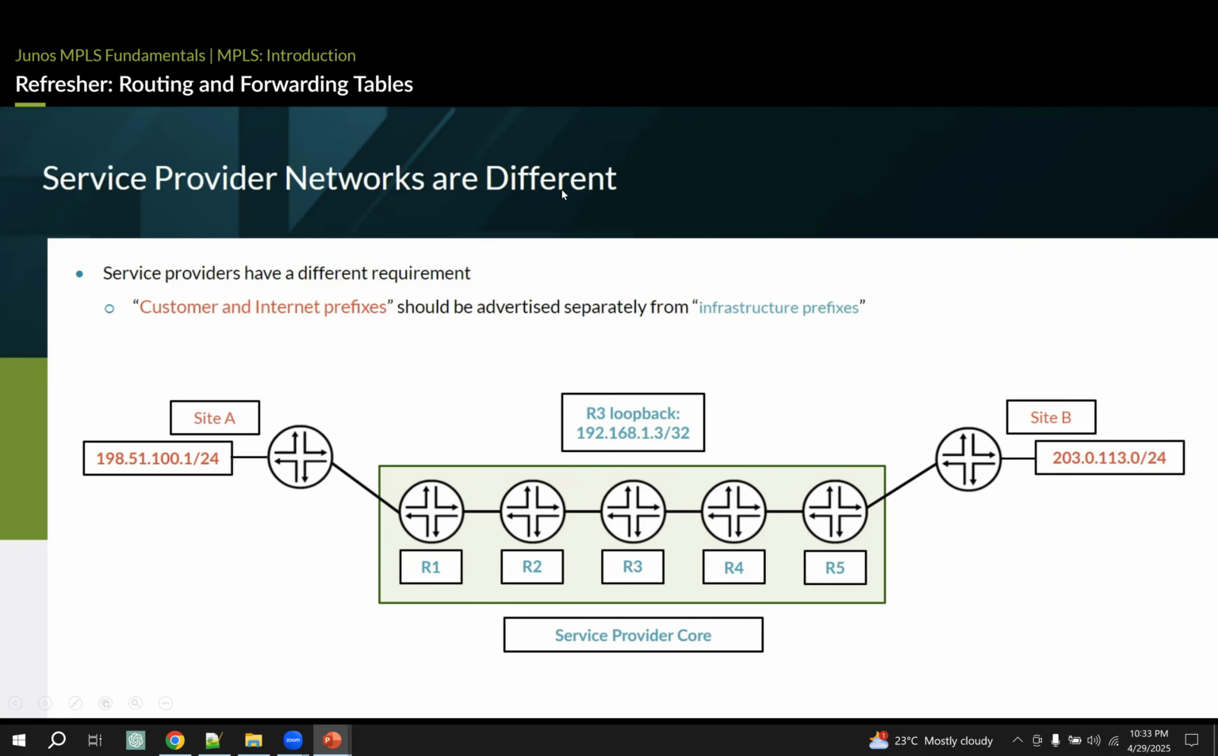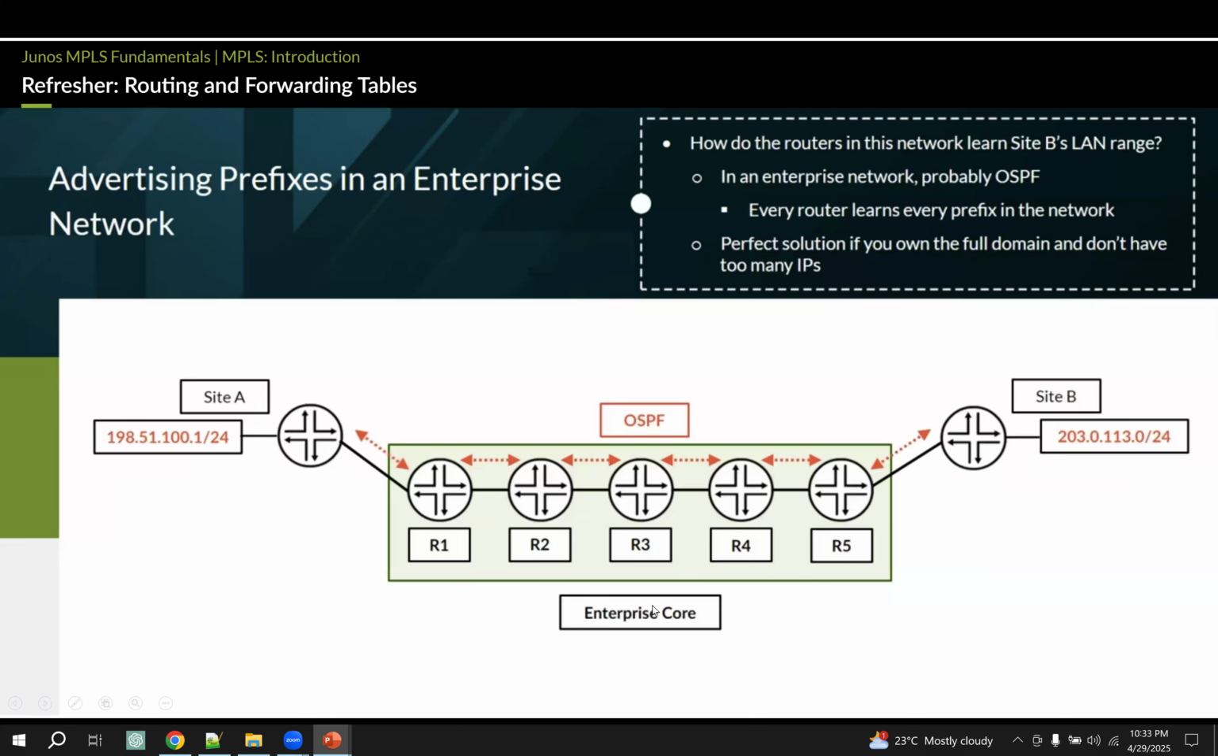Service provider networks are different. Multiple routers are interconnected with each other. You can say site A is a customer, site B is a customer, and this portion is infrastructure, or you can say it's the service provider core. If you think enterprise, this is the enterprise core, and you can say this is your branch, or this is your customer.